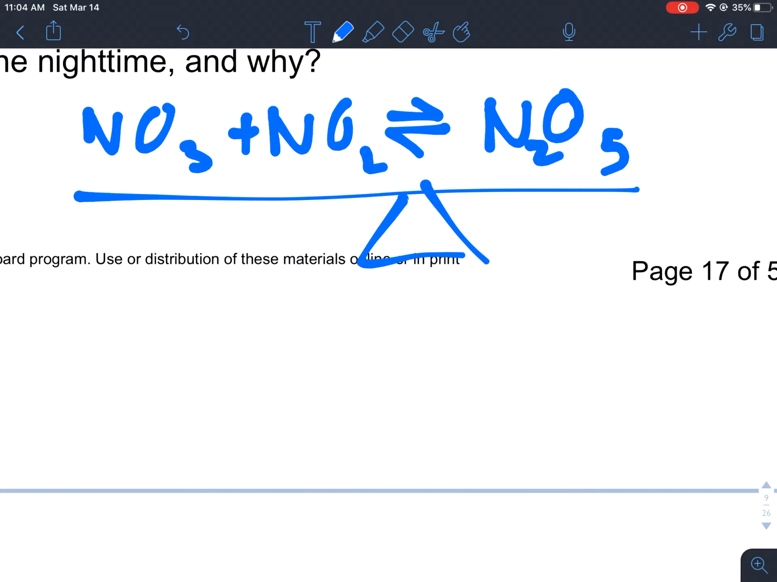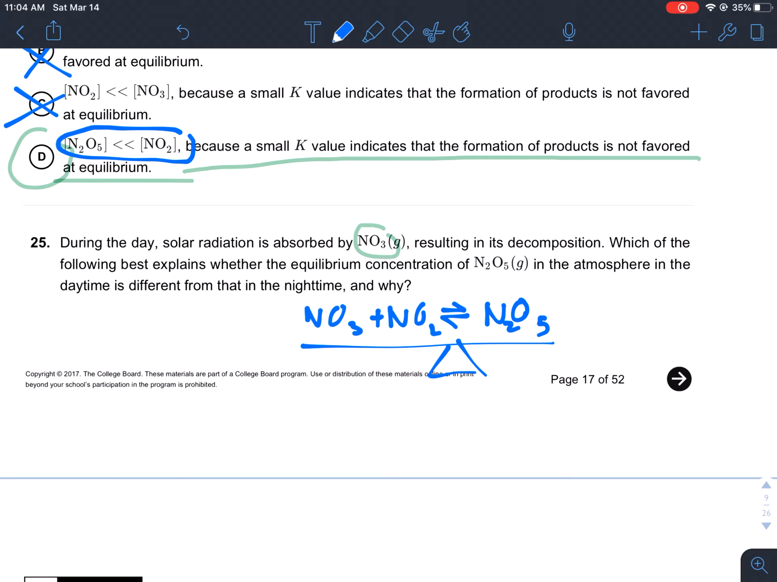So it's saying during the day, solar radiation is absorbed by NO3, resulting in its decomposition. So in other words, during the day, NO3 leaves. Okay, it starts getting used up. So this happens, right? Which of the following best explains why the equilibrium concentration of N2O5 in the atmosphere daytime is different than the nighttime?